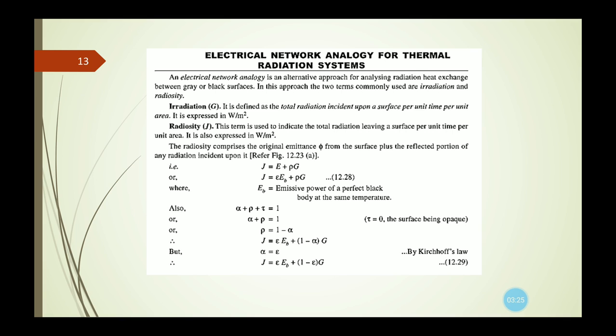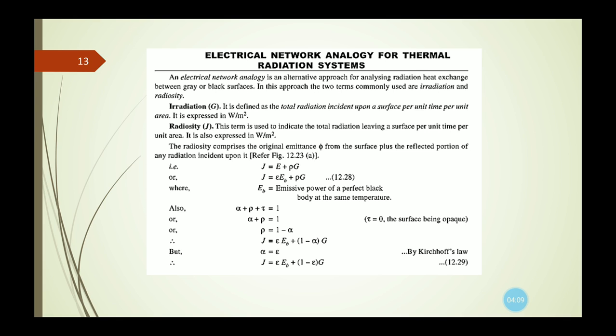Now this radiosity is comprised of the original emittance from the surface plus the reflected portion of any radiation incident upon it. That means the mathematical representation of radiosity is J equals E plus rho G. Now from the concept of emissivity and emissive power, we can write E equals emissivity multiplied by the emissive power of a black body, so J equals epsilon E_b plus rho G.